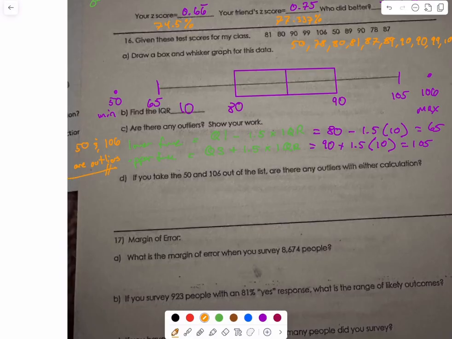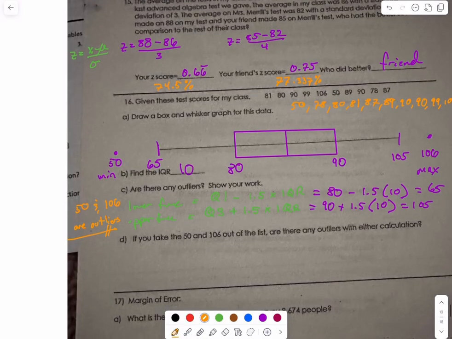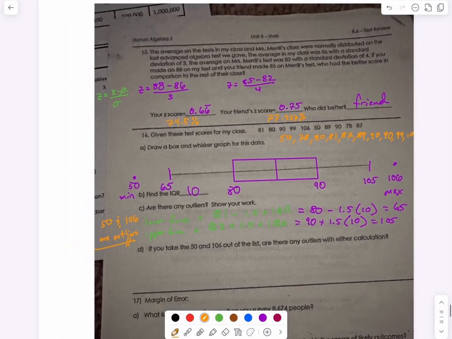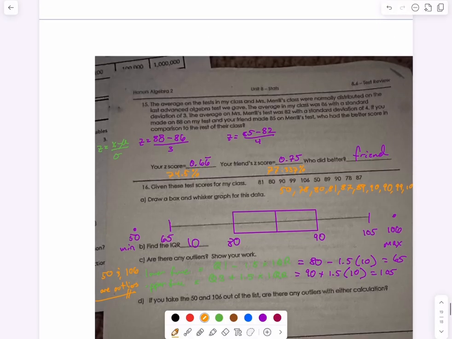Okay, if you take the 50 and the 106 out of the list, are there any outliers with either calculation? Did I lose my work? Oh no. How do I get that back? Right here. Okay. So if we remove the 50 and the 106 out of the list, are there any outliers? So we probably have to recalculate everything.